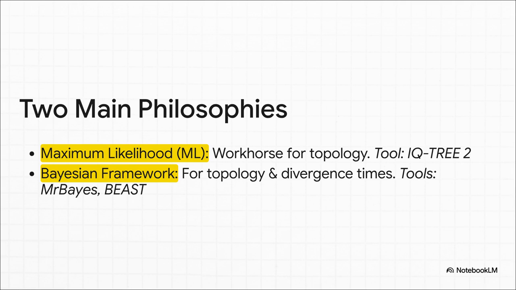Then, you've got the Bayesian framework. This is what you reach for when you want to do more, like jointly infer the topology and estimate divergence times using molecular clock models. That's where tools like MrBayes or BEAST really shine.